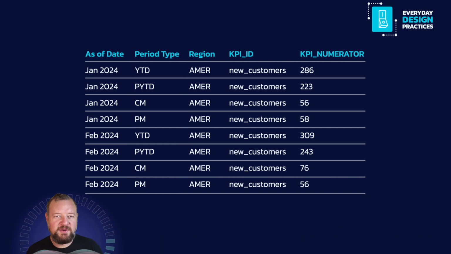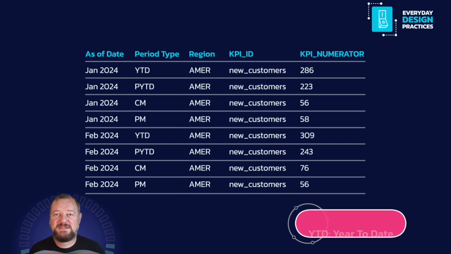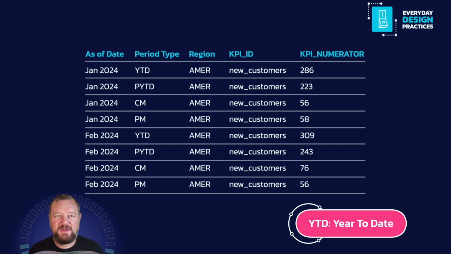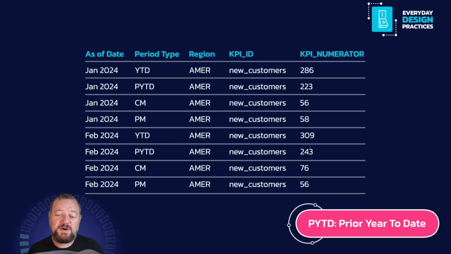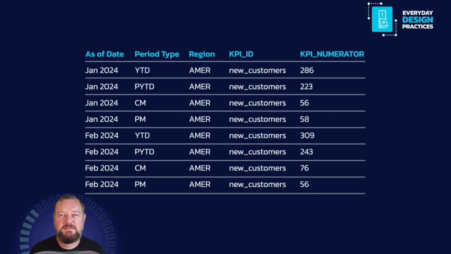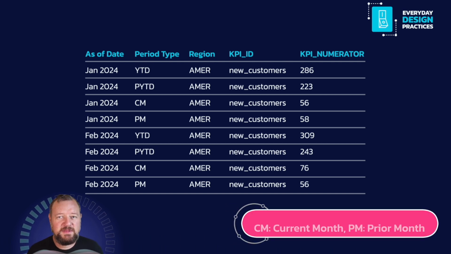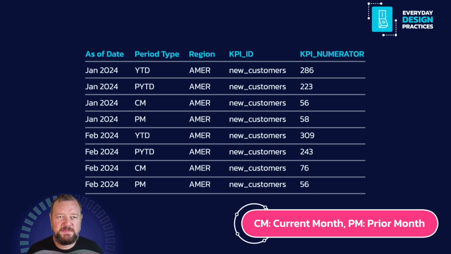So we might be calculating new customers on a year-to-date basis. How many have we gained from January 1st to now? Or the prior year to date, right? We don't want to count the entire year from January to December. We want to count it from January to whatever point in the year we're at. For comparison's sake, last year we gained this many customers by this time versus now. Or we're going to look at that on a monthly basis, current month versus prior month. That's your CM and PM.